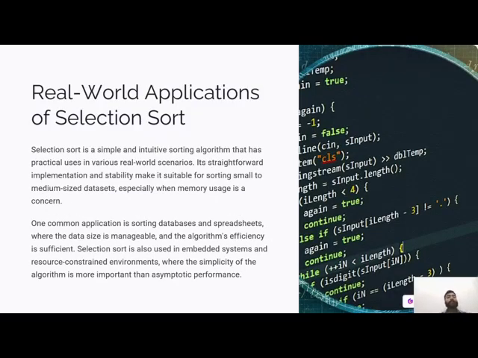Selection sort is a simple and intuitive sorting algorithm that has practical uses in various real life scenarios. Its straightforward implementation and stability make it suitable for sorting small to medium sized datasets, especially when memory usage is a concern. One common application is sorting databases and spreadsheets where the data size is manageable and the algorithm efficiency is sufficient. Selection sort is also used in embedded systems and resource constrained environments where the simplicity of the algorithm is more important than asymptotic performance.